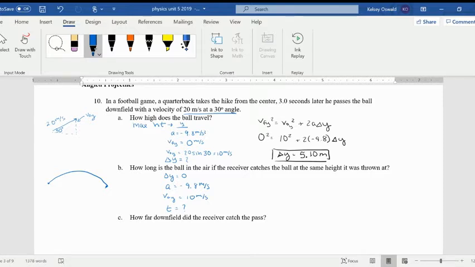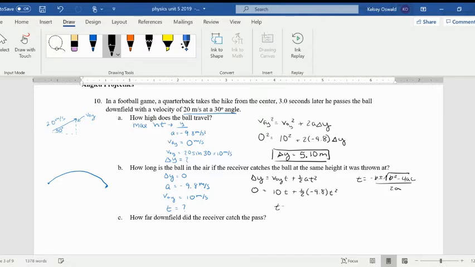So from here, we want to use the equation that delta y is equal to initial velocity times time plus 1/2 a t squared. So we know our delta y is 0, our initial y velocity is 10, plus 1/2 negative 9.8 t squared. Since we have a t and a t squared here, we're either going to use the quadratic formula, or you can factor out a t. Either way, when you do that, you should find that your time is 0 and 2.04 seconds. So we're going to want to take our 2.04 seconds.